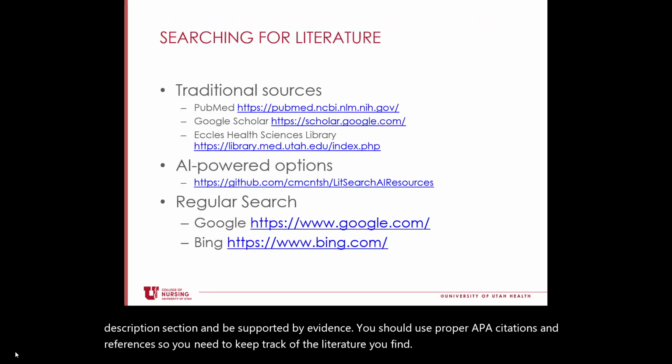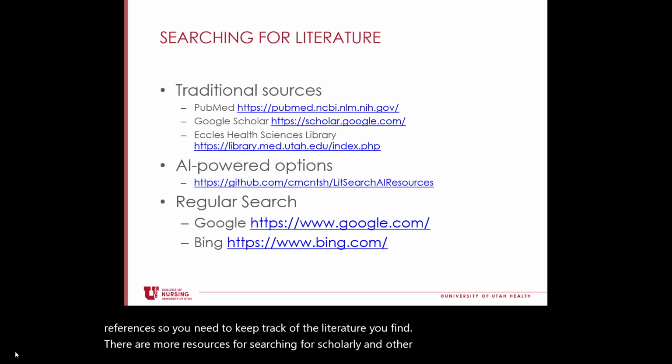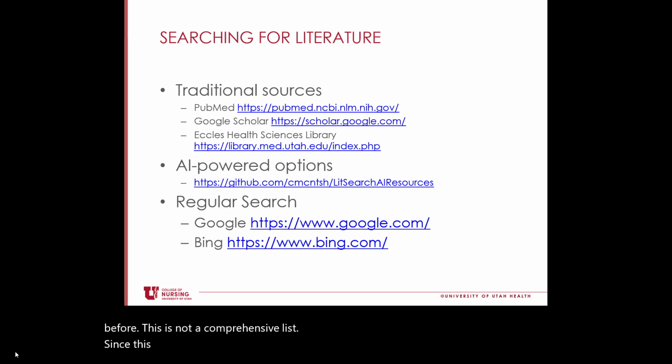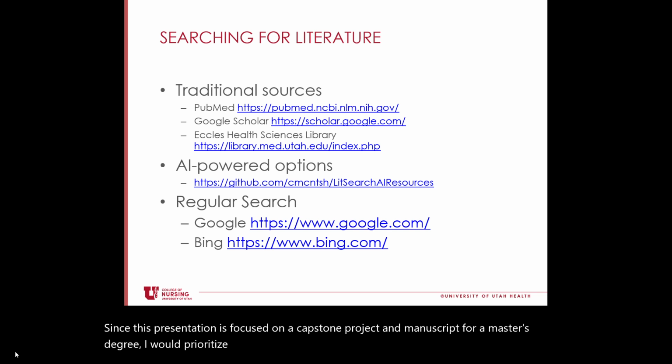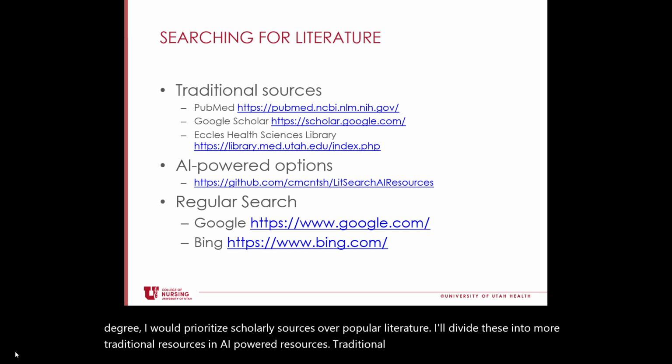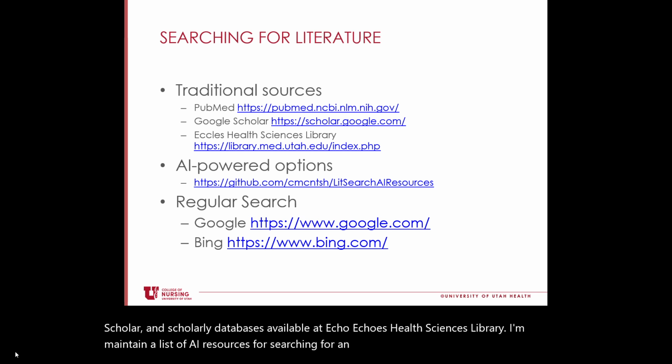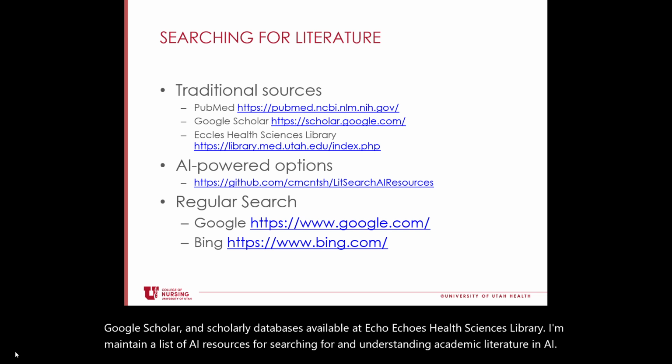There are more resources for searching for scholarly and other literature available than ever before. This is not a comprehensive list. Since this presentation is focused on a capstone project and manuscript for a master's degree, I would prioritize scholarly sources over popular literature. I'll divide these into more traditional resources and AI-powered resources. Traditional resources include PubMed, Google Scholar, and scholarly databases available at Eccles Health Sciences Library. I maintain a list of AI resources for searching for and understanding academic literature in the AI-powered options link above.